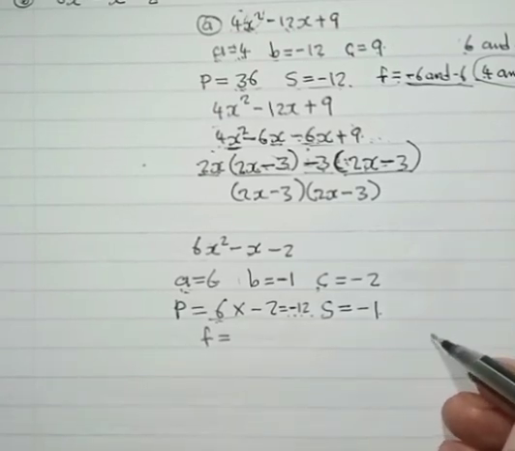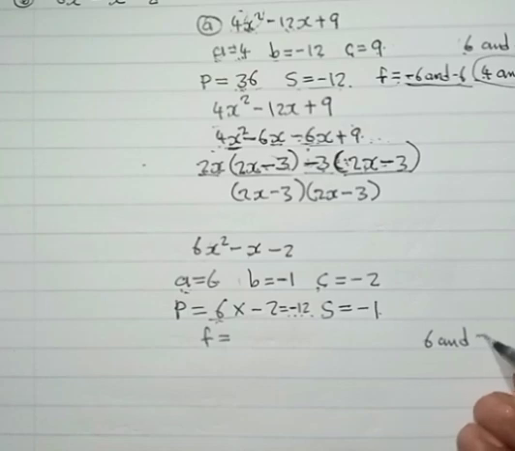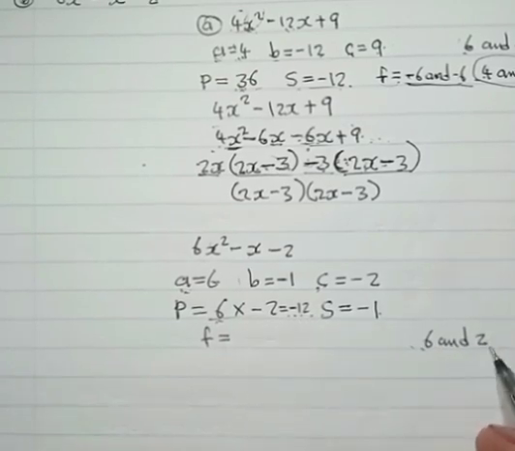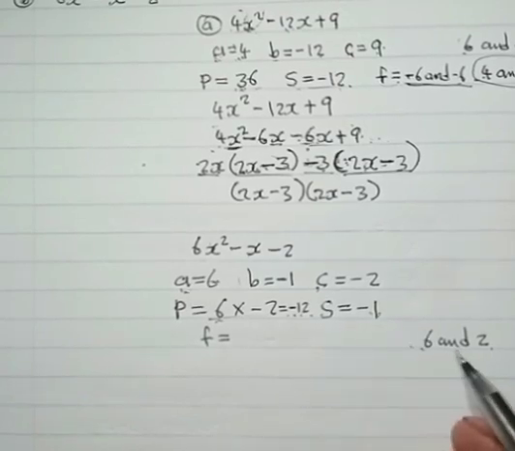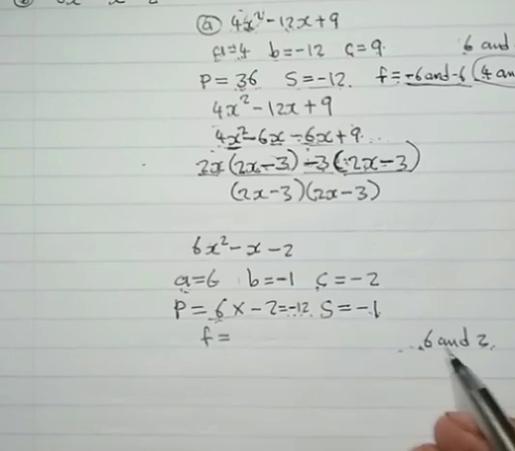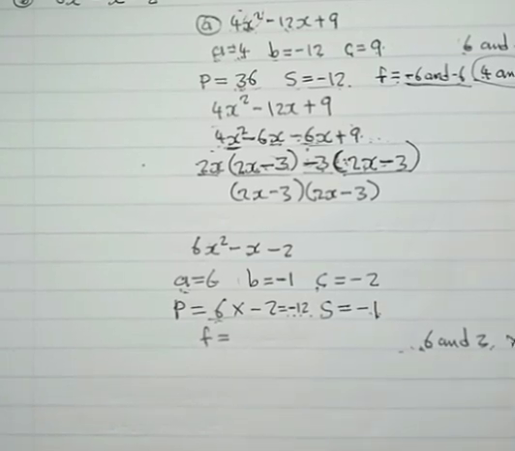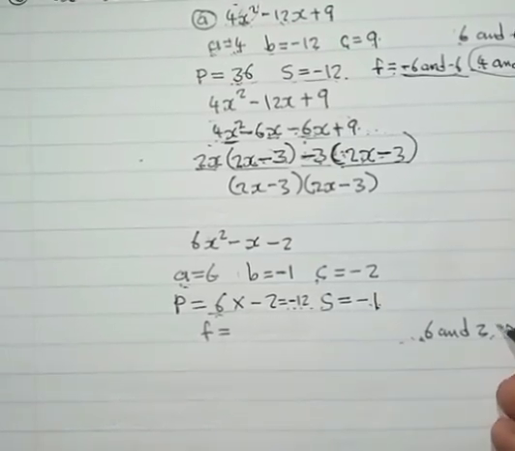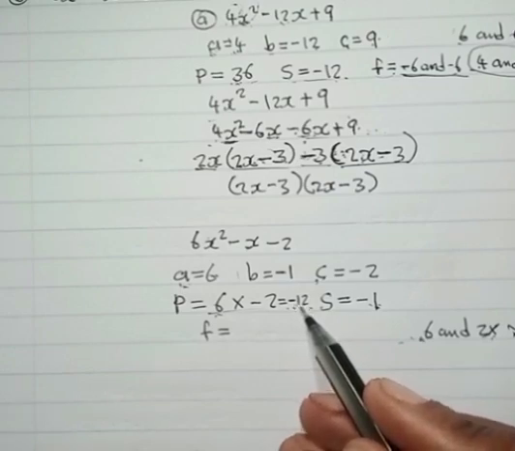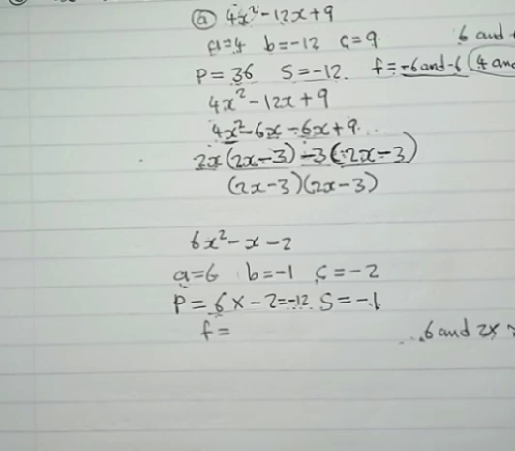Let's try. Okay, so 6 and 2. 6 times 2 gives us 12. Now, when we add these two, are we getting a 1? No. Even if we try to subtract them, 6 minus 2, are we getting a 1? No. So these cannot be our factors. Let's try two other possible numbers that multiply to give negative 12. Which ones? I think we can try 3 and 4.